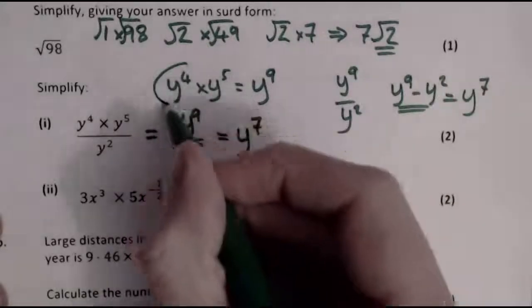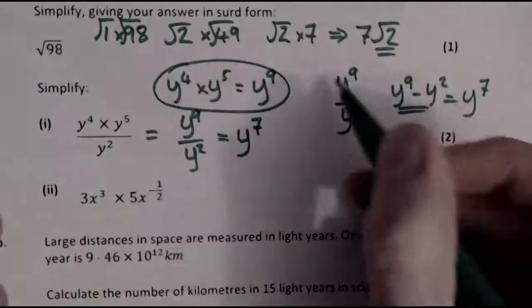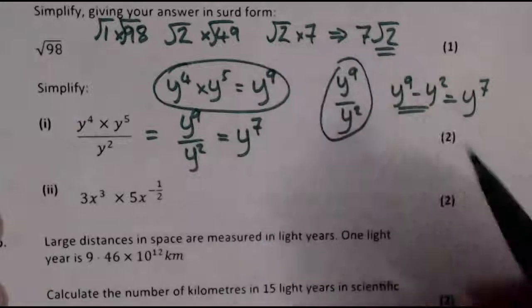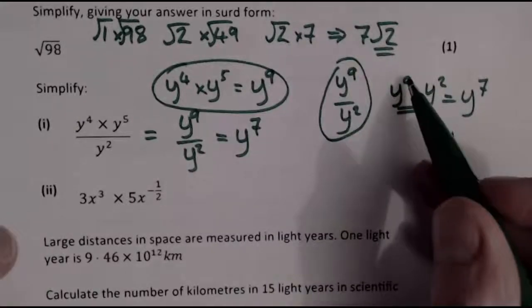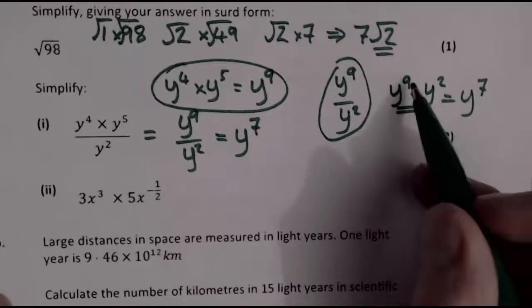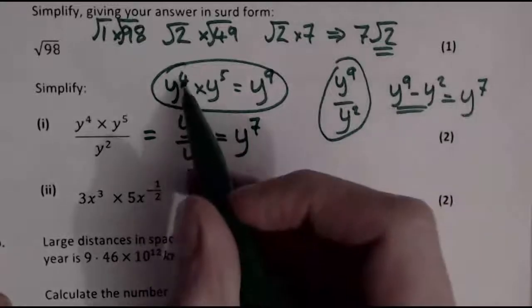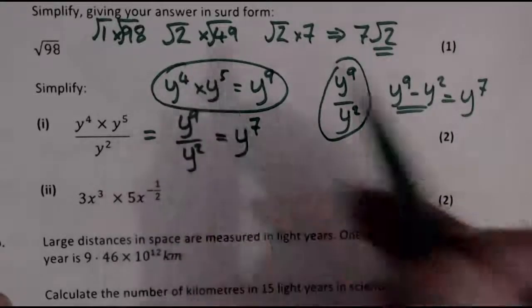So that is why the answer there is y to the power of 7. If you're multiplying them, you end up adding the indices, and if you're dividing them, you're subtracting them. So 9 minus 2 and 4 plus 5.